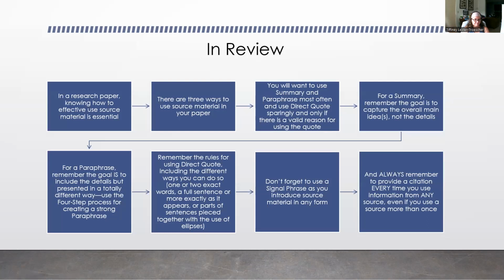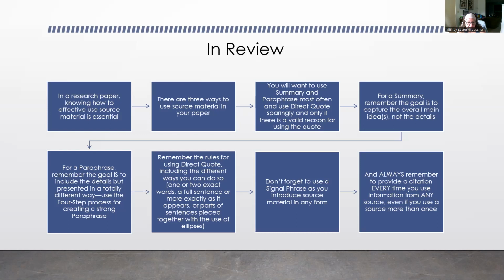But in review, three ways that you can incorporate source material into your paper. You will want to use summary and paraphrase the most. Probably paraphrase. You want to use direct quote sparingly and only if there is a valid reason for using the quote. For a summary, remember the goal is to capture the overall main ideas, not the details. You still provide a citation. For a paraphrase, remember the goal is to include the details, but presented in a totally different way.